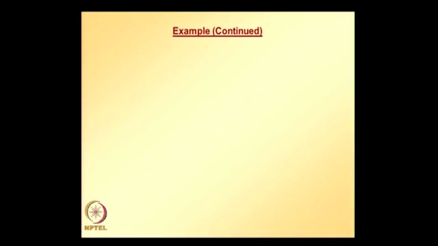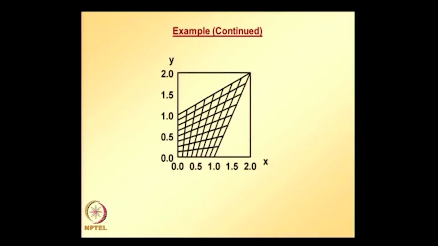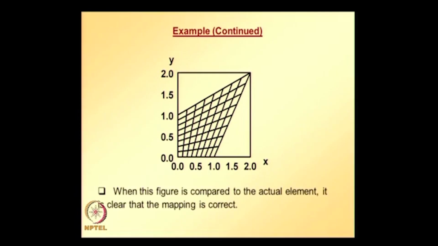So, if we do that, we get a plot like this, and here you can easily see that if you compare this plot with the actual element, this is exactly the same as the actual element. So, when this figure is compared to the actual element, it clearly shows that the mapping is correct. So, this is how one can check validity of isoparametric mapping.